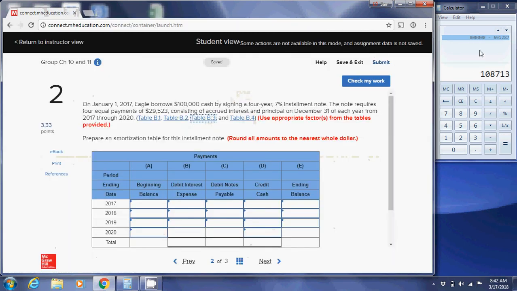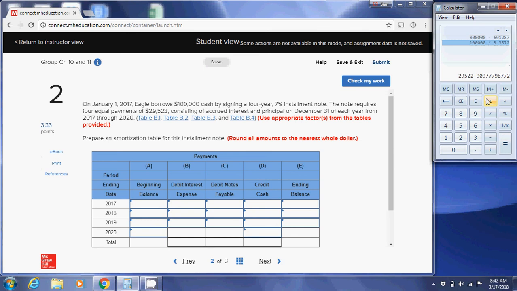3.3872. When we're trying to find the payment, we take the amount of our note, 100,000, and we're going to divide it by that factor, which was 3.3872, and it should always return what the payment should be on an installment note. And there it is, $29,523 rounded.